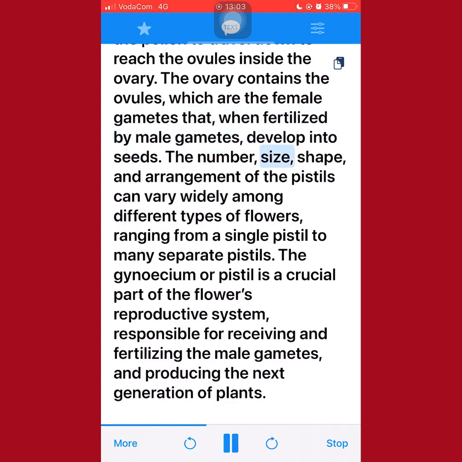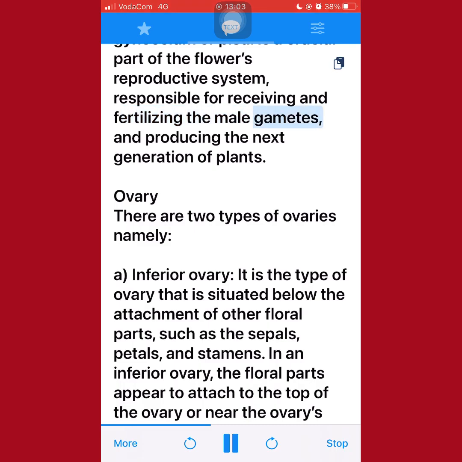The number, size, shape, and arrangement of the pistils can vary widely among different types of flowers, ranging from a single pistil to many separate pistils. The gynoecium or pistil is a crucial part of the flower's reproductive system, responsible for receiving and fertilizing the male gametes, and producing the next generation of plants.